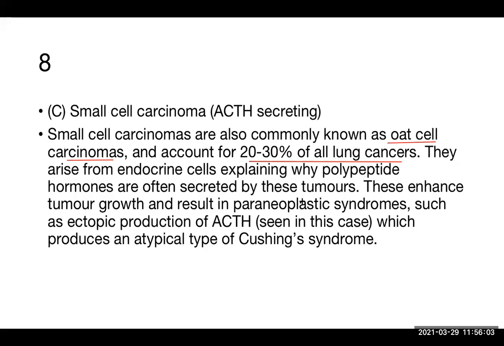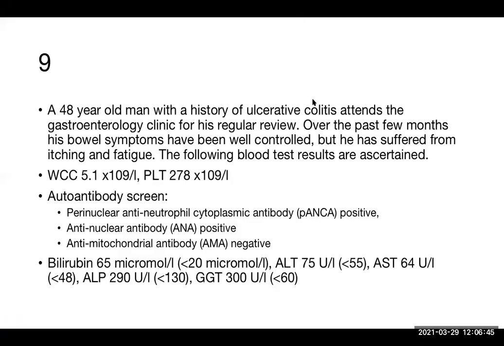Now, these are the different types of substances secreted by small cell carcinoma of the lung. It can secrete ACTH in this case. Let's move further. Let's talk about number 9.